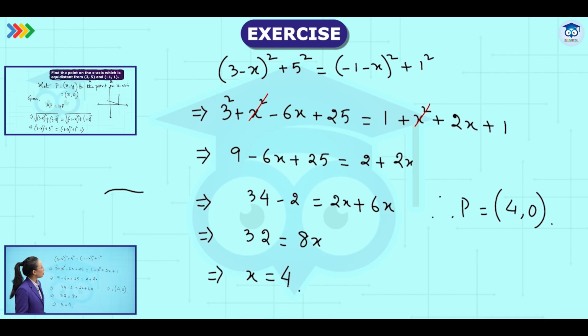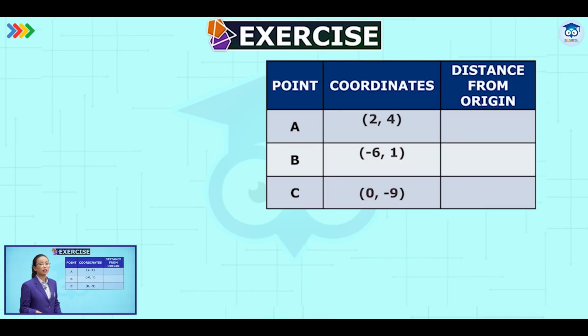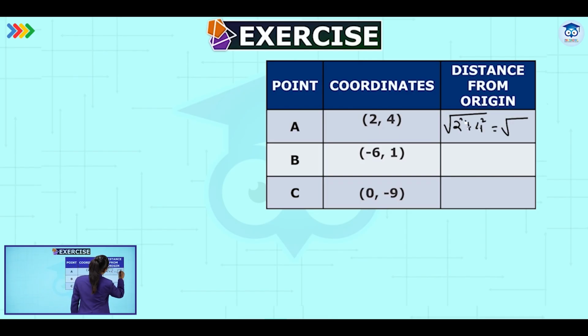Okay? So now here we calculated the point which is equidistant from any 2 points. Now, let us find the distance from the origin. Very easy. The point A having coordinates 2, 4, that will be what? Square root of 2 square plus 4 square, that is under root 20. Okay. Next, we have square root of minus 6 the whole square plus 1 square. So it becomes square root of 37. Next, same. 0 square and minus 9 square. So this is 9. Right?